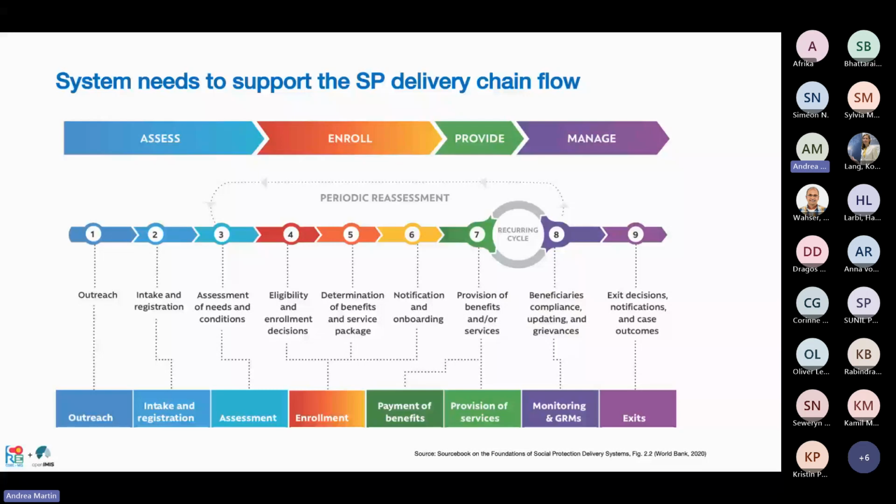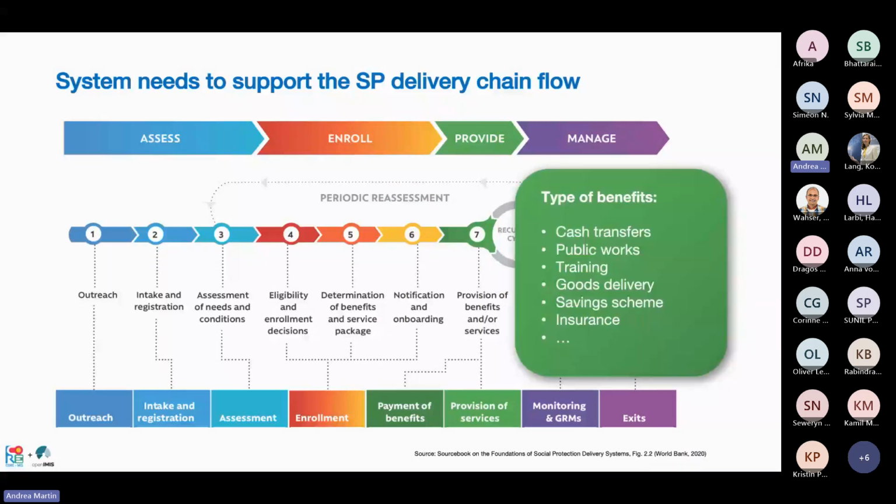At point 6, basically, the people who have been selected and also the applicants who were not are usually notified and they are onboarded. Step number 7 is the actual provision of benefits and/or services. So here, as we mentioned, there are different types of benefits. There can be cash transfers, which can happen over the counter, so physical cash, or can be electronic money transferred to any wallet or a bank account.